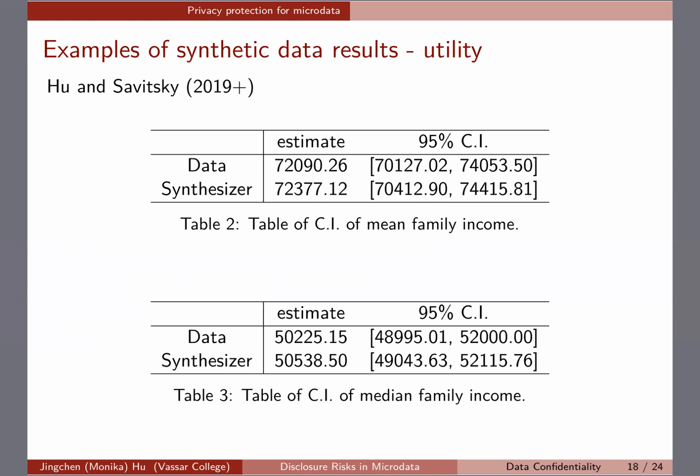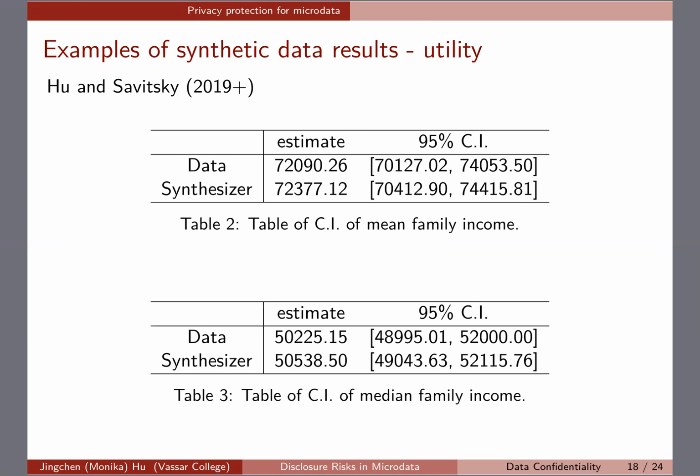One way to look at utility is things like the tables that I'm showing on the screen right now. The first table on the top is the mean family income in the data and in the synthetic data. I can look at its point estimate, and I can also look at its 95% confidence interval in this case. I can see how close they are. It can be a little bit ad hoc, as you can see, but it depends on the problem you work with. You might come up with different ways of doing that.